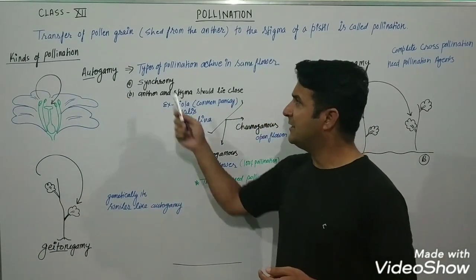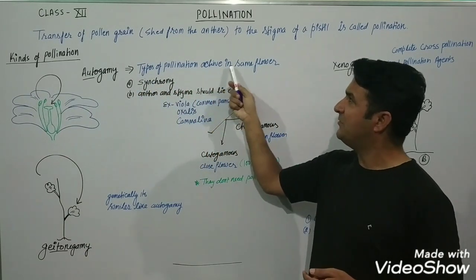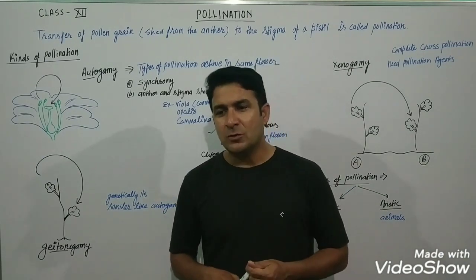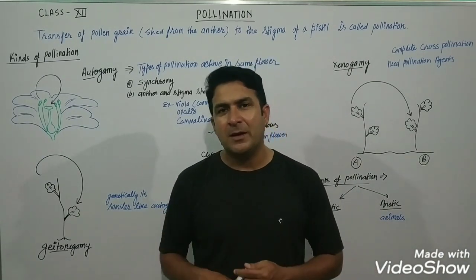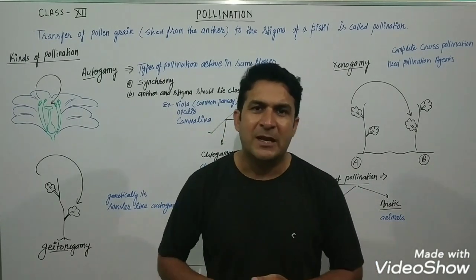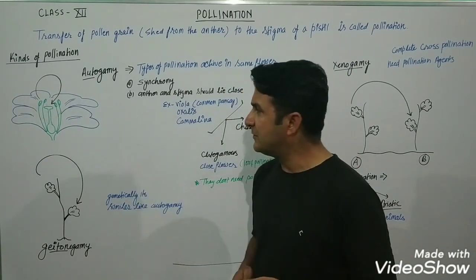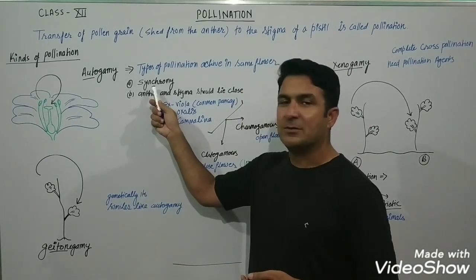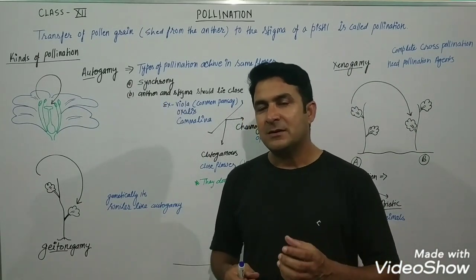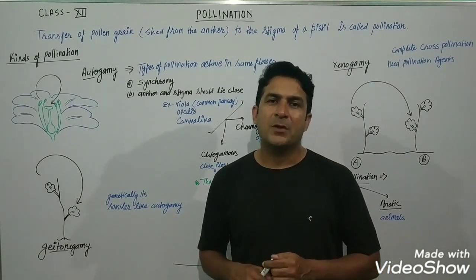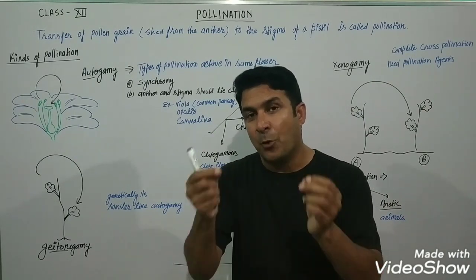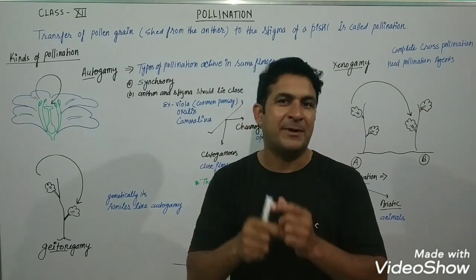Now you just see the definition of it. The type of pollination achieved in the same flower is called autogamy. For self-pollination or autogamy, the plant makes some modifications. First of all, you can see this term: synchrony. What is synchrony? Synchrony is the term in biology for a flower where the male and female parts both become mature at the same time.